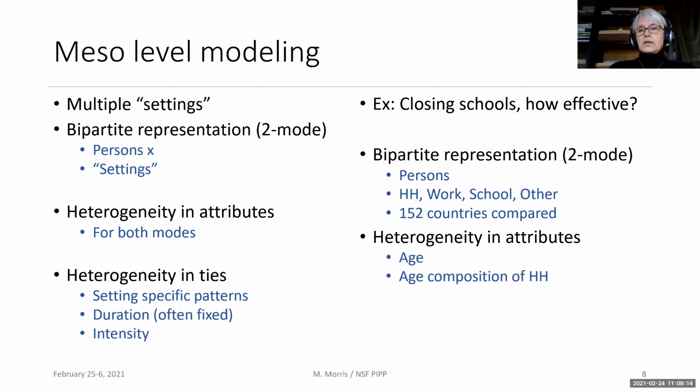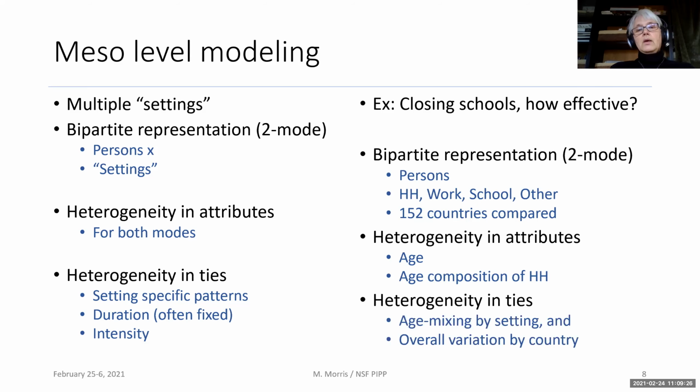There is heterogeneity in all sorts of attributes here, but the heterogeneity that I'm going to show you in this example really focuses on age and the age composition of households and how that varies across countries. And then there are heterogeneities in ties. So really what is going to be of interest in this particular setting is how the age mixing changes by setting and how there is overall variation by country in those settings.